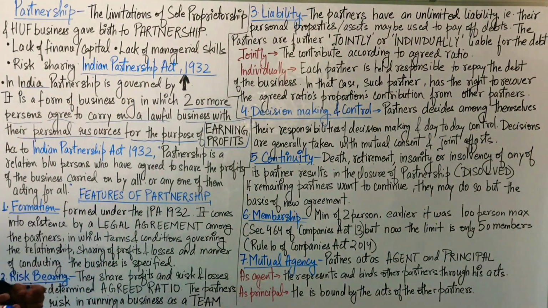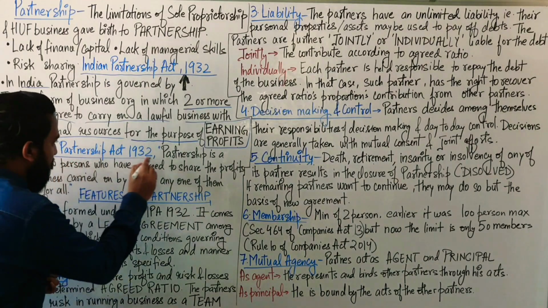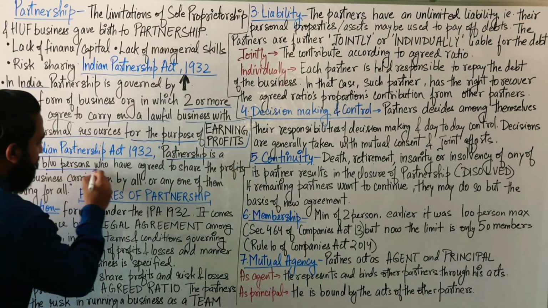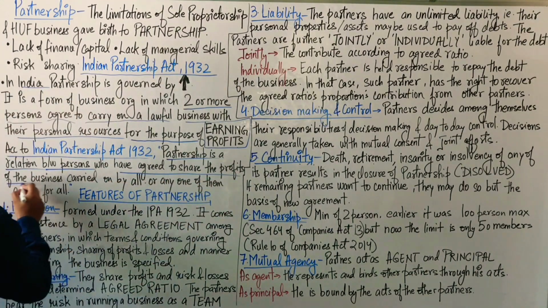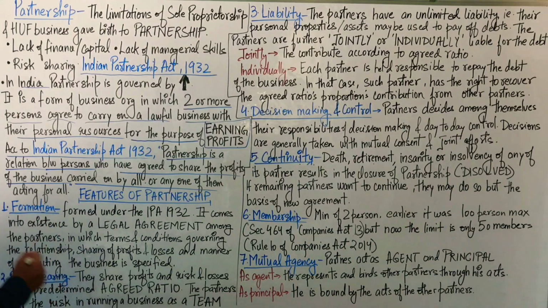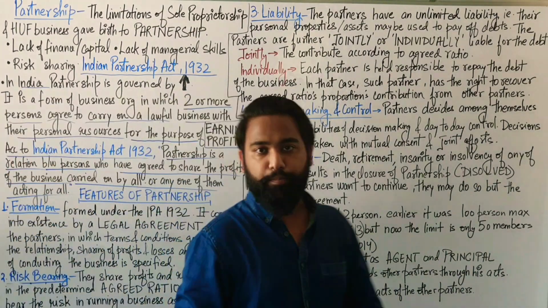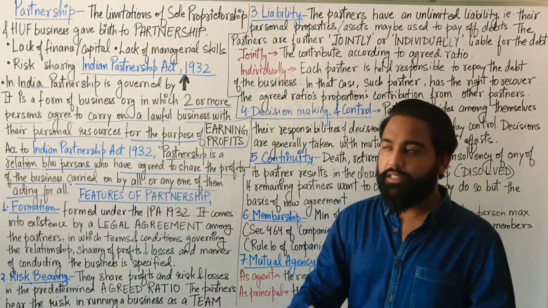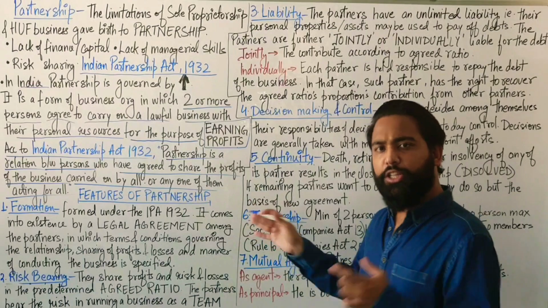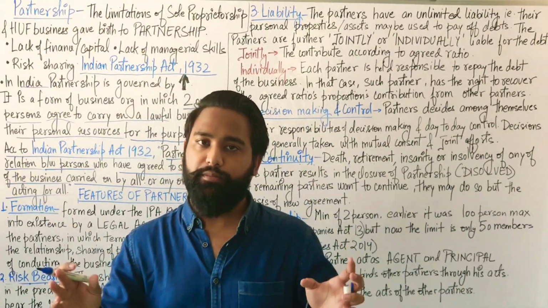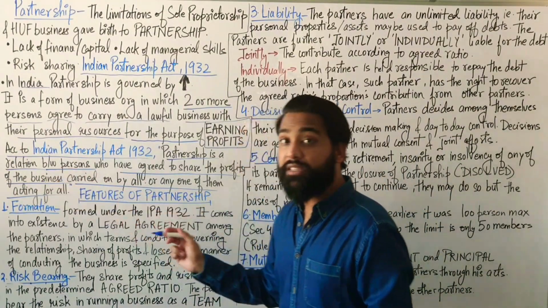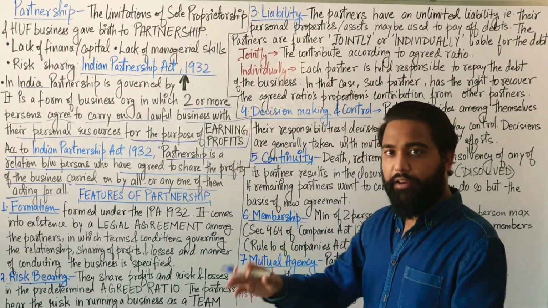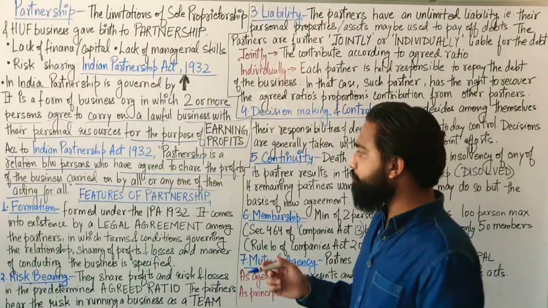Is that clear? Now, you have to learn the definition according to the Indian Partnership Act 1932. The law says partnership is a relation between persons who agree to share the profit of the business carried on by all or any one of them acting for all. Let's decode it one by one. Partnership is a relation between persons. Suppose there are two persons, then it's a relationship between two persons who have agreed to share the profits. Whatever profit they earn, they will share it. They will share the profit of that business, not of others' business, carried on by both of them or any one of them, acting for all.